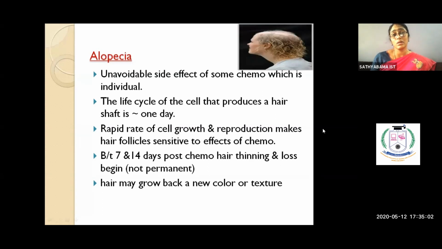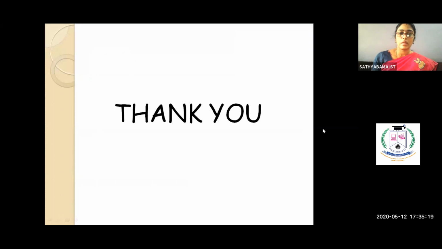But it is a reversible process. Just because they have chemo and lose hair doesn't mean that their hair is not going to come back, right? So after a period of time, once your chemo is done and everything is settled, the hair will start regrowing, right? So that's it for today.